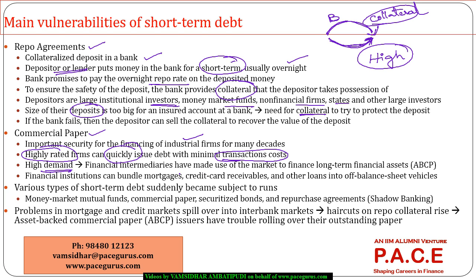They have a very high demand, and the financial intermediaries have made use of the market first to raise capital and then finance these commercial papers. So instead of investors directly buying the commercial papers on their own, they raise capital from the market and use those funds to borrow. In that case, we call those financial instruments not simply commercial paper but asset-backed commercial paper.